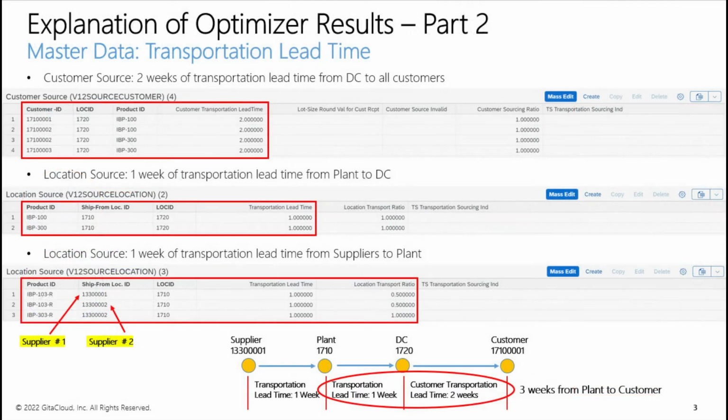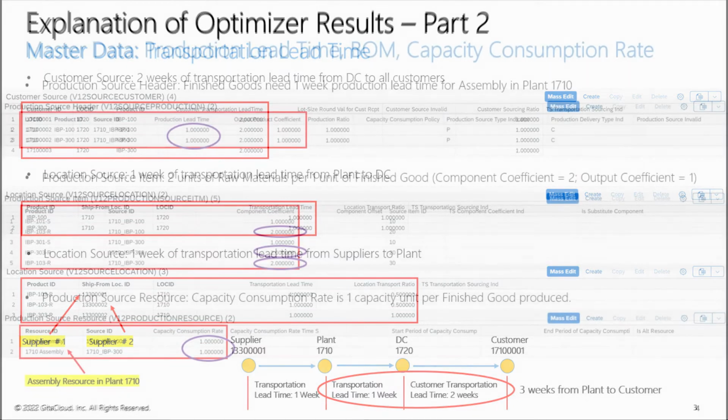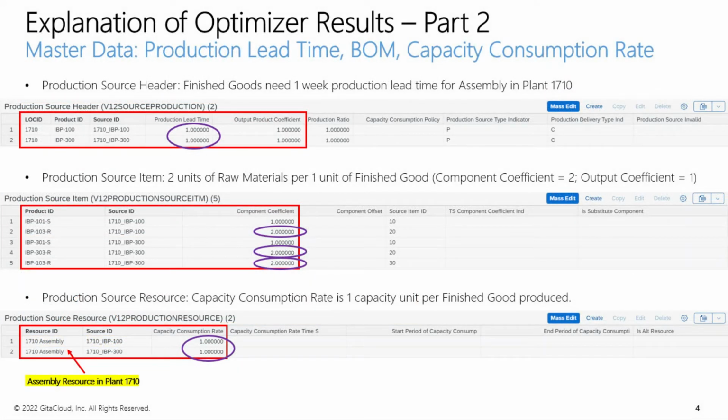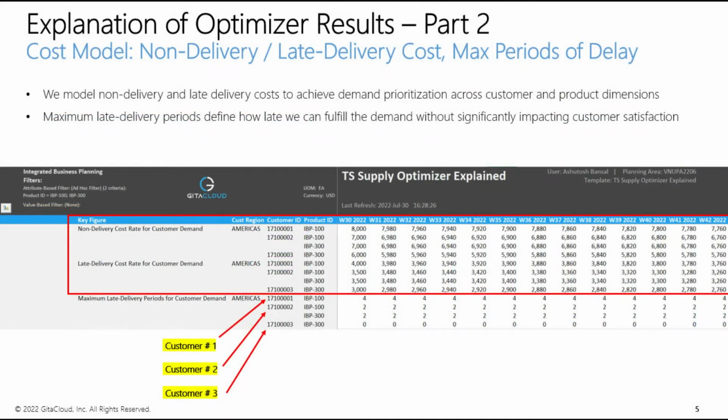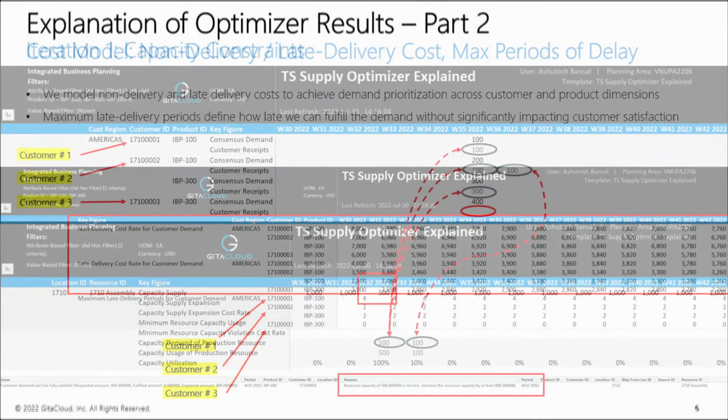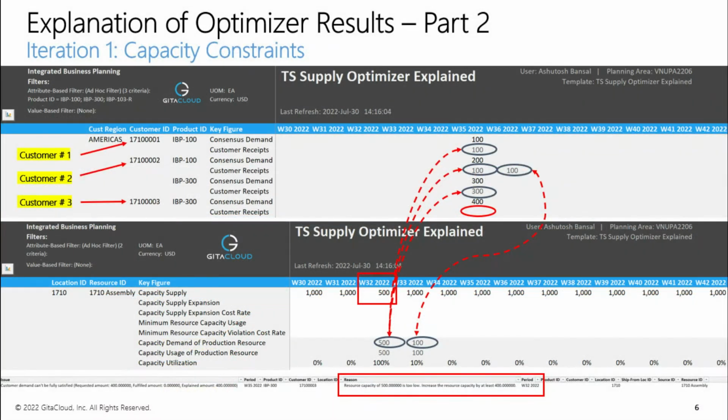This slide covers the transportation lead times across the supply network. This slide covers production-related master data. This slide covers a subset of the cost model. We have also included iteration 1 here for easy reference.